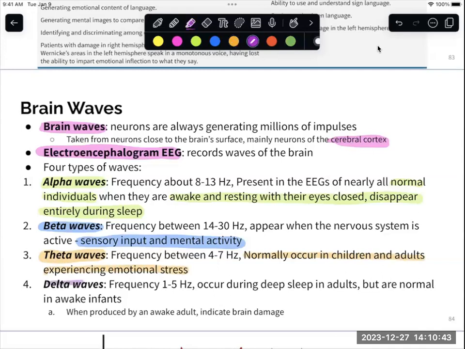And delta waves. Delta waves are during sleep in adults, but they are normal in an infant that is awake. If we see theta waves in an adult who is awake, there's usually some sort of brain damage. And all four of these different waves are test questions.